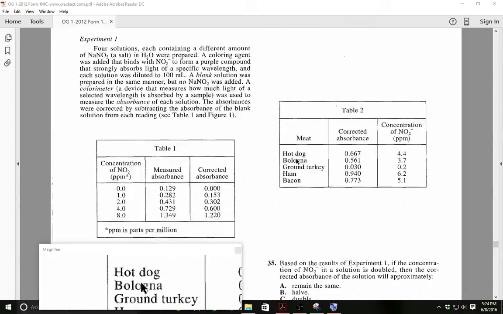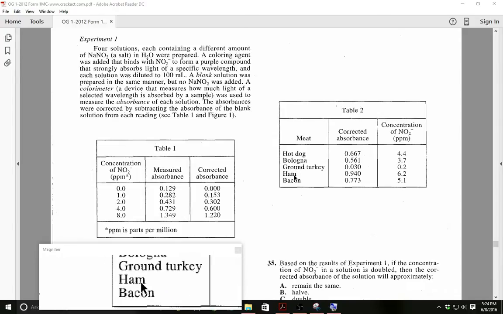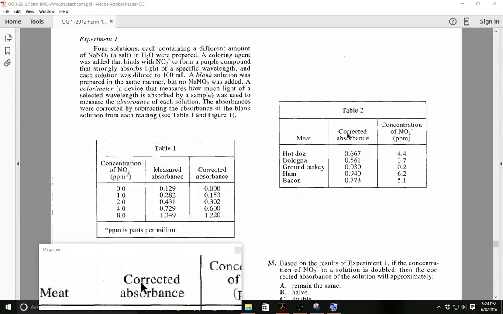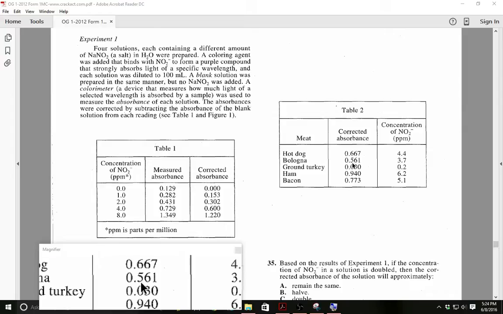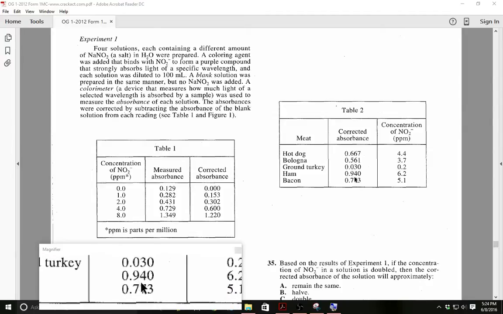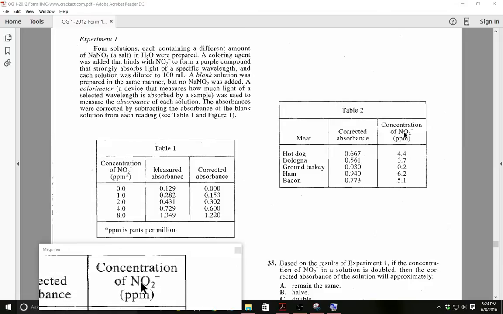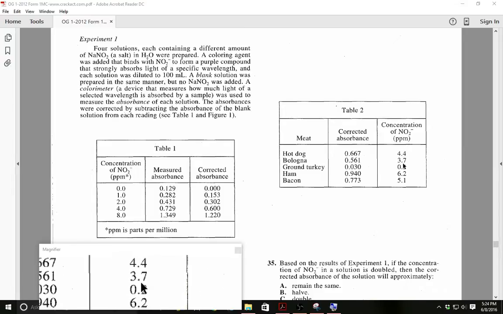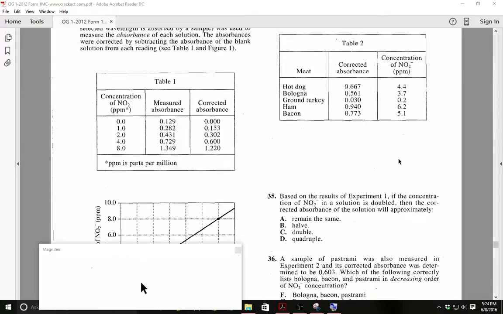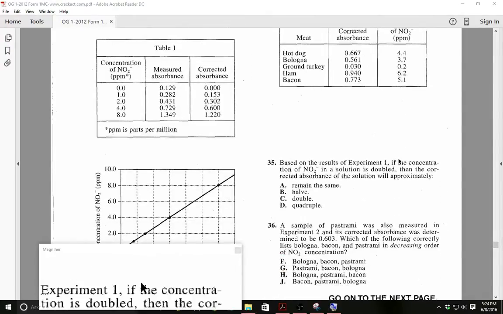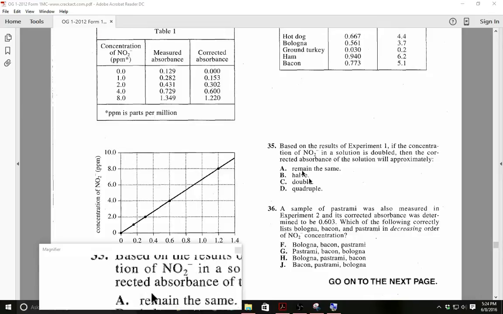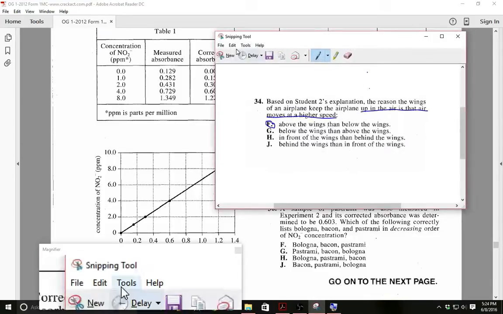So we have several meats: hot dog, bologna, ground turkey, ham, and bacon. Corrected absorbance is 0.667, 0.561, 0.030, 0.940, 0.773. And the concentration of nitrite is 4.4, 3.7, 0.2, 6.2, and 5.1. Okay, let's look at this first question.